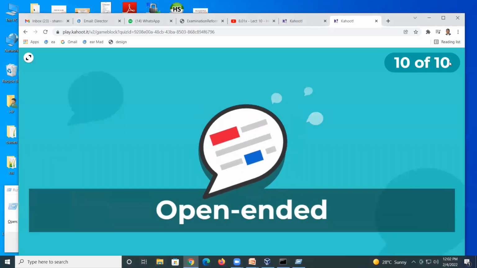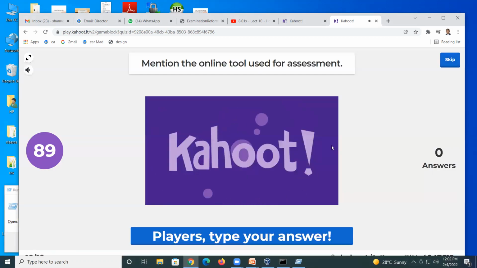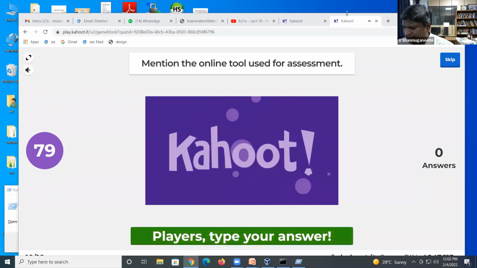Fine. The next last question is whether you have used any online tool for your assessment. You can mention whether you have used any online tool for your classroom assessment. Can you type your answer?